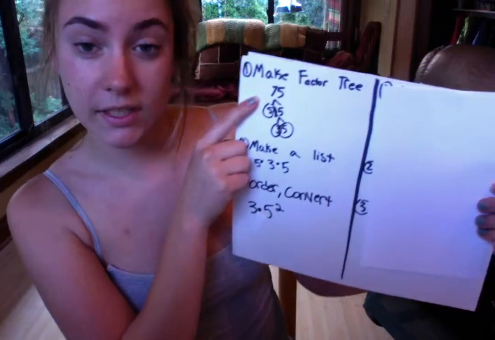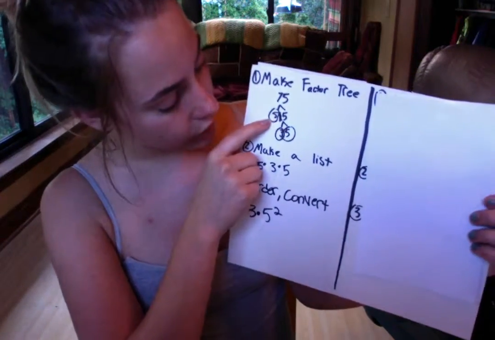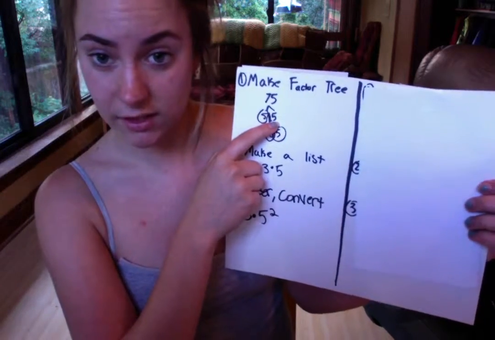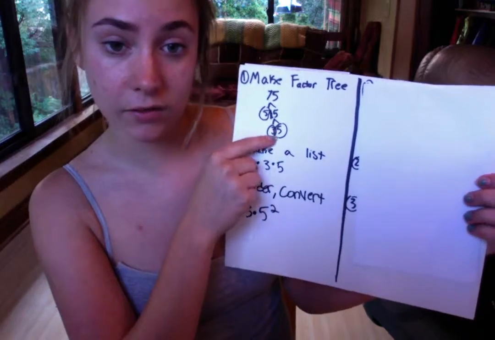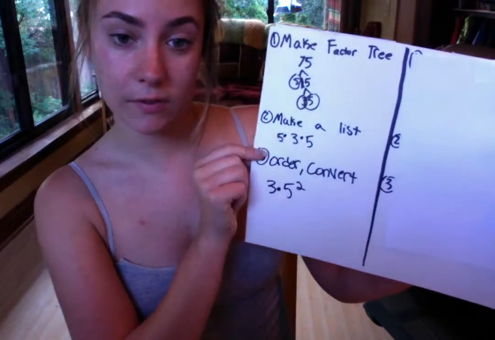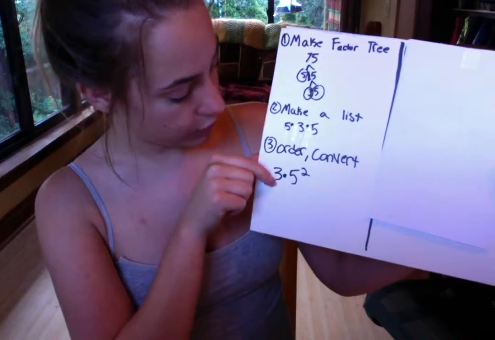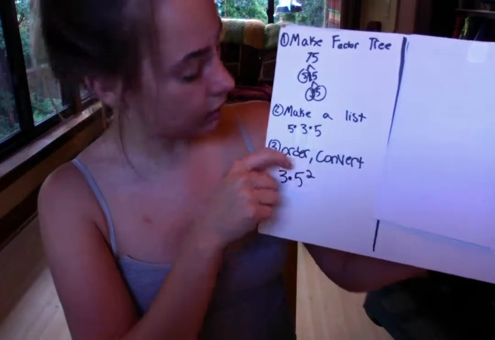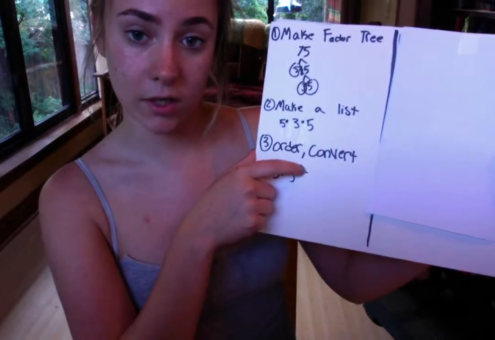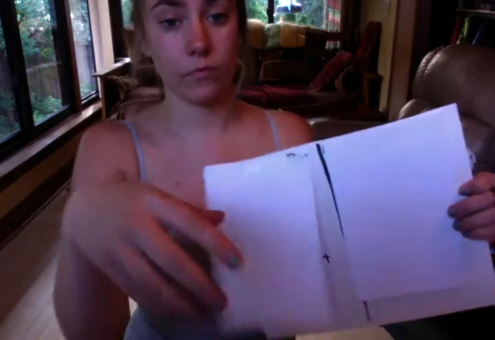First, you need to make a factor tree. I chose 75. For 75, you can break it down into 5 times 15. Since 15 is composite, you break that down into 3 and 5. Then you make a list: 5 times 3 times 5. Next step, order and convert. So you have 3 and 5 squared. Since you have 2 5s, you make it 1 5 and square the number.